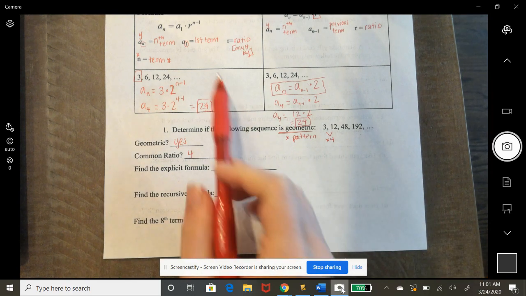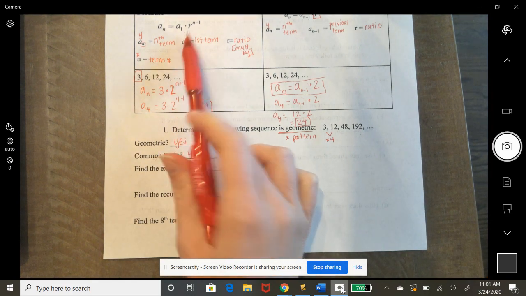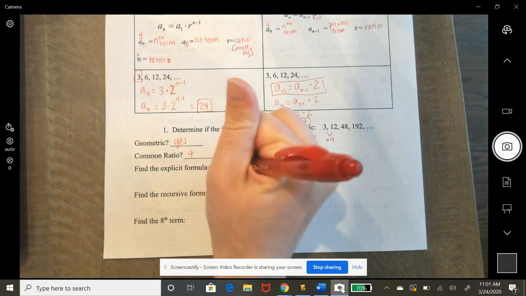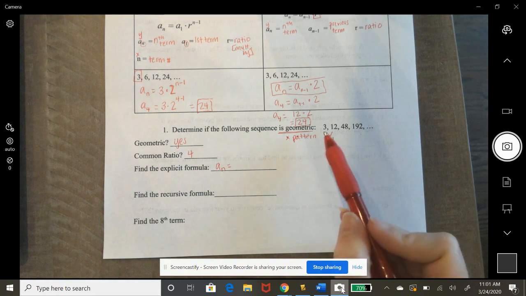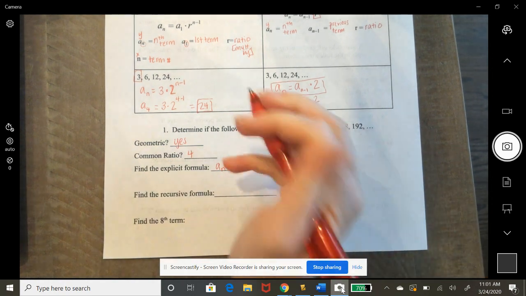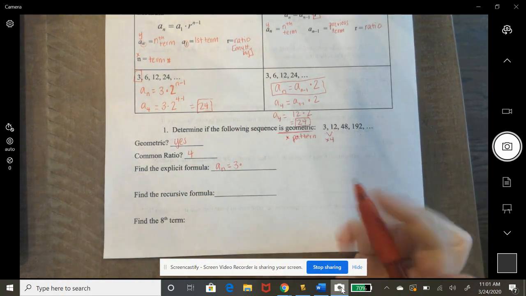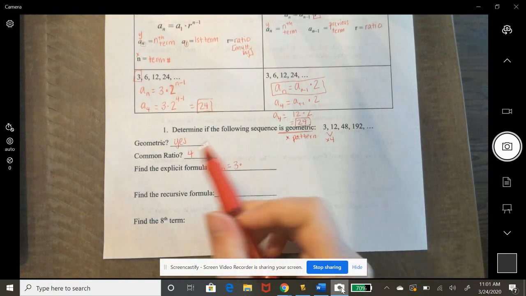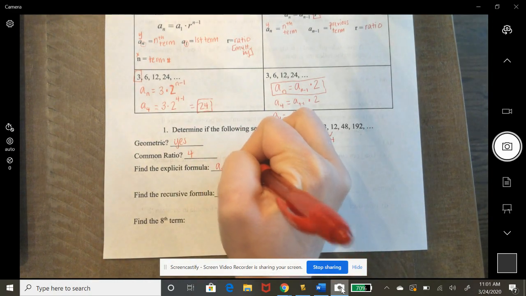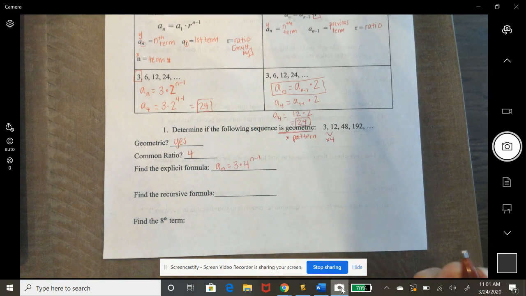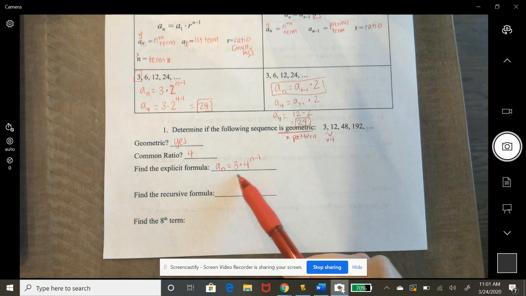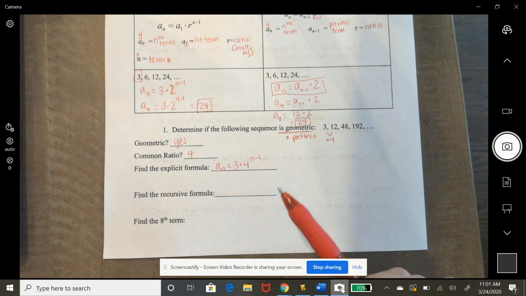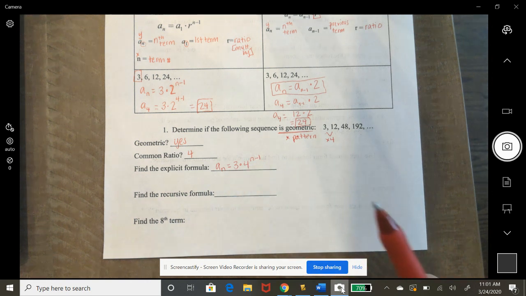So our explicit formula, we're going to use that formula up there. A_n equals, that's like y equals. A_1 is your first term in the sequence, which is 3, times my common ratio, which we just said was 4. That's what we're multiplying by. And then your exponent is always n minus 1. Now remember, you cannot multiply those together and put 12 to the n minus 1 because it's only the 4 that's being raised to the n minus 1.